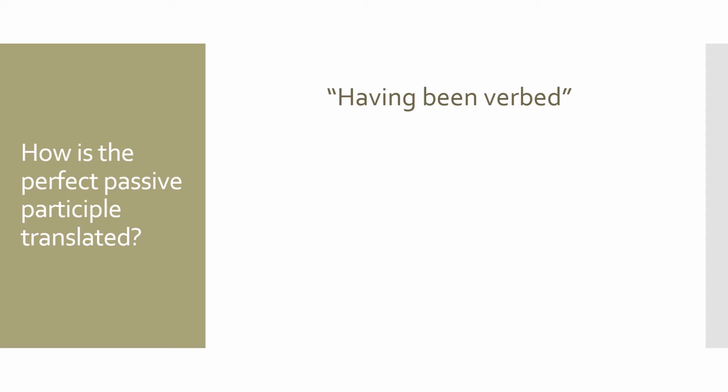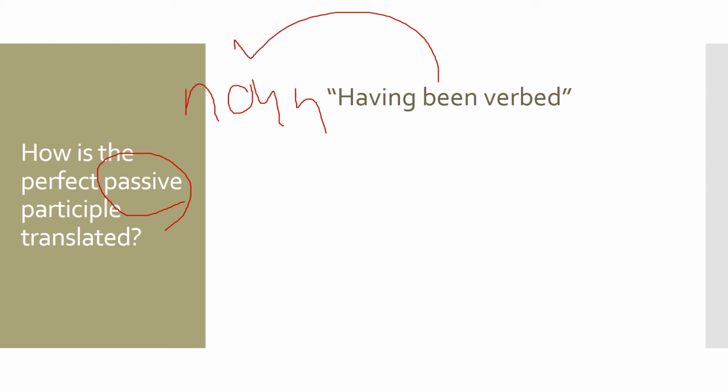Now, let's talk for half a second here about how this participle is passive. So that means the action part is happening to whatever noun it's modifying. So we could say noun having been verbed, the noun having been verbed. So that's what's going on here.